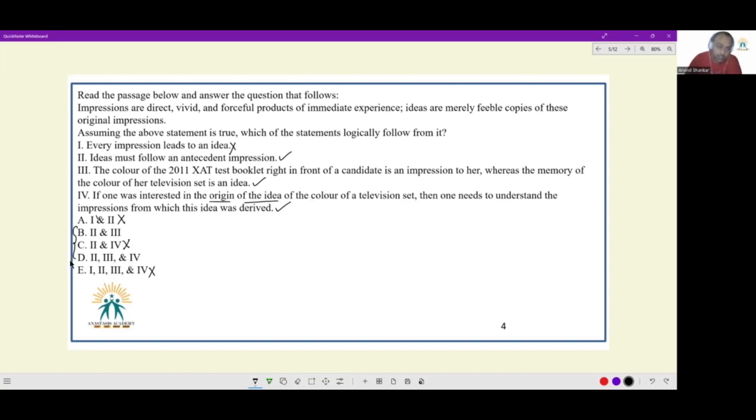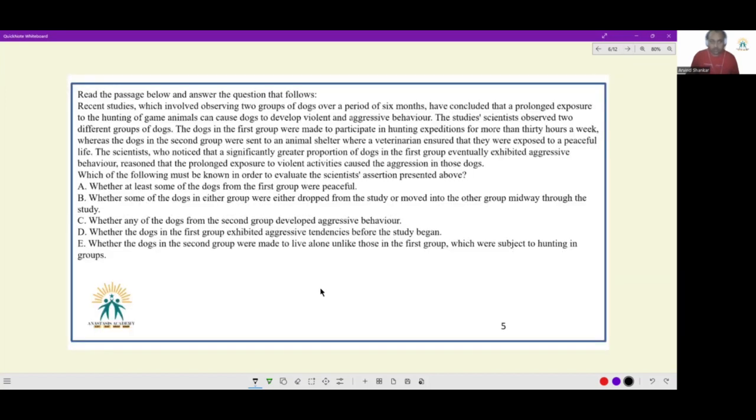Therefore, the answer to this question will be option D. As indicated or hinted by the question itself, this is from XAT 2011. Next question and last question that I will be solving. After this, there are 5 questions that you are expected to practice by yourself.